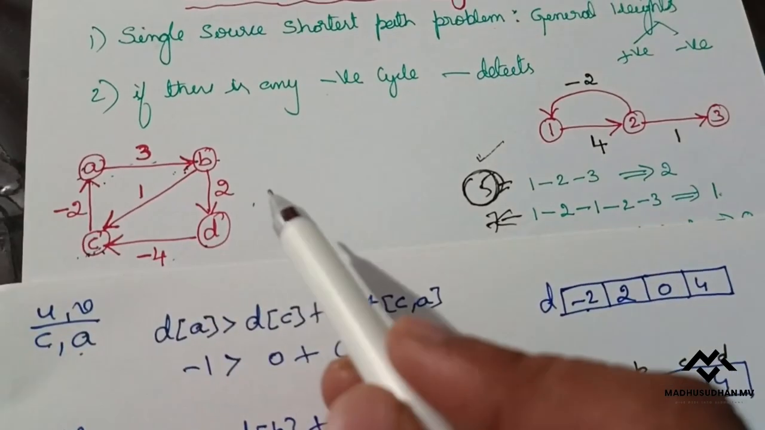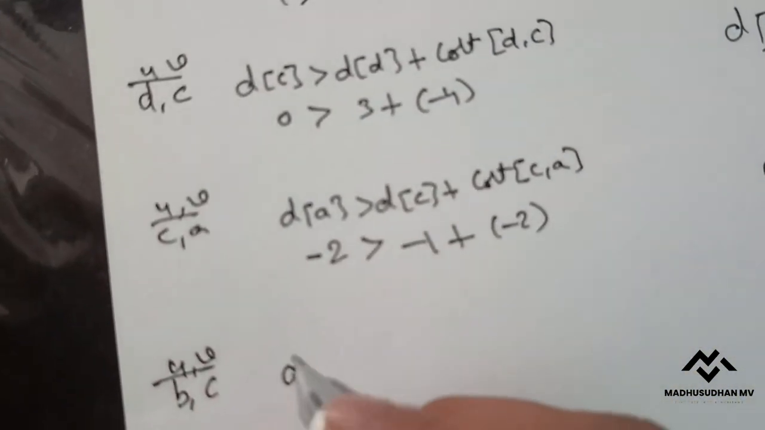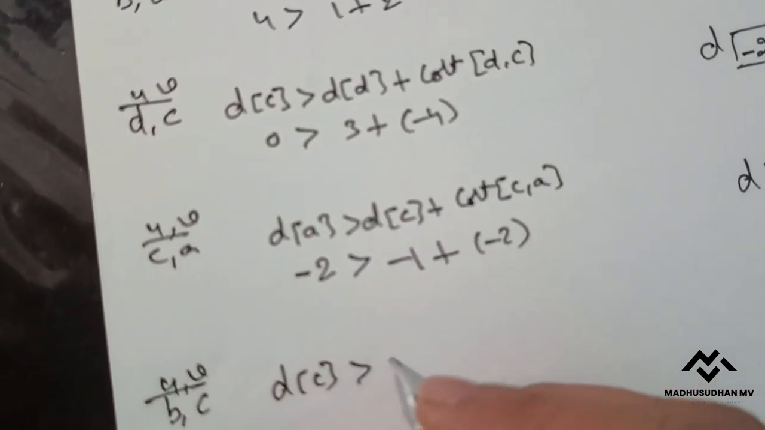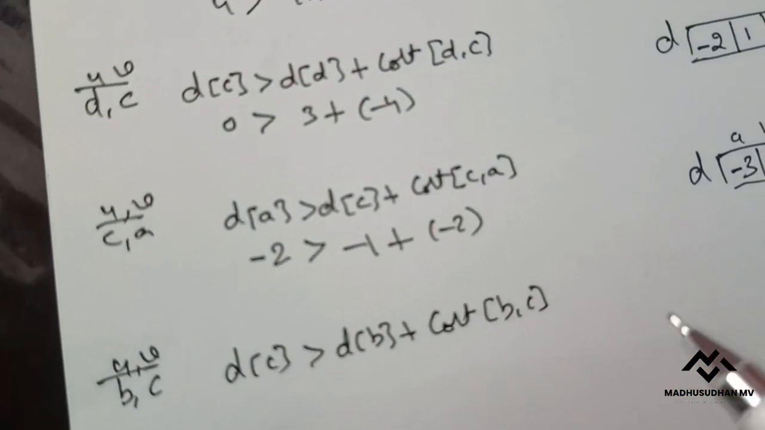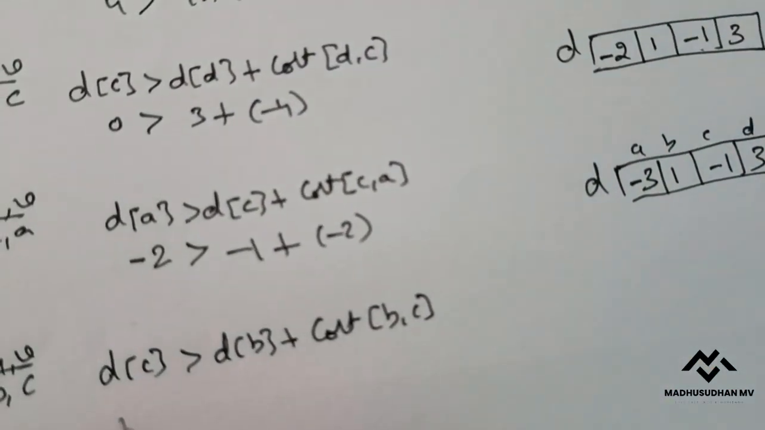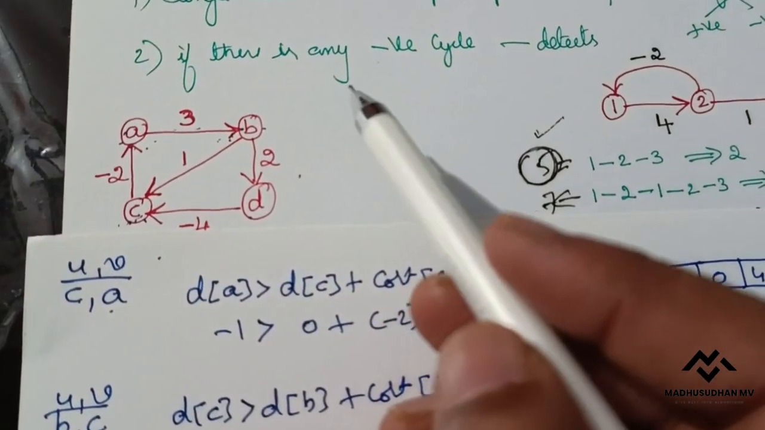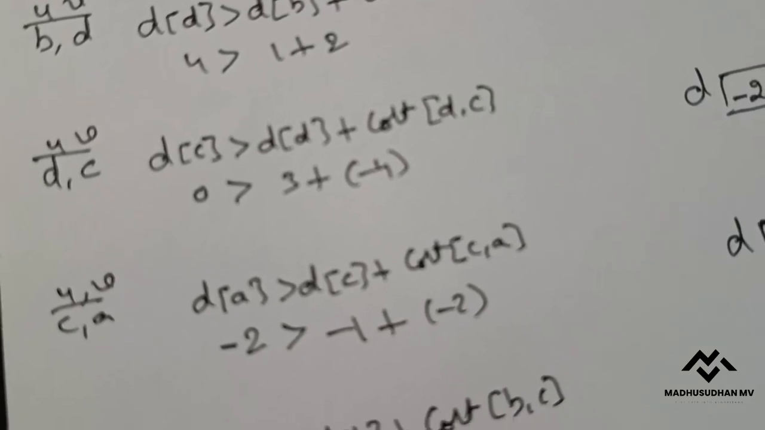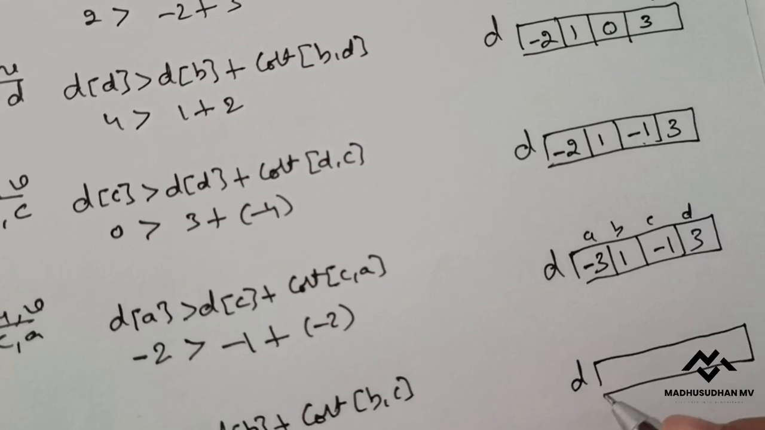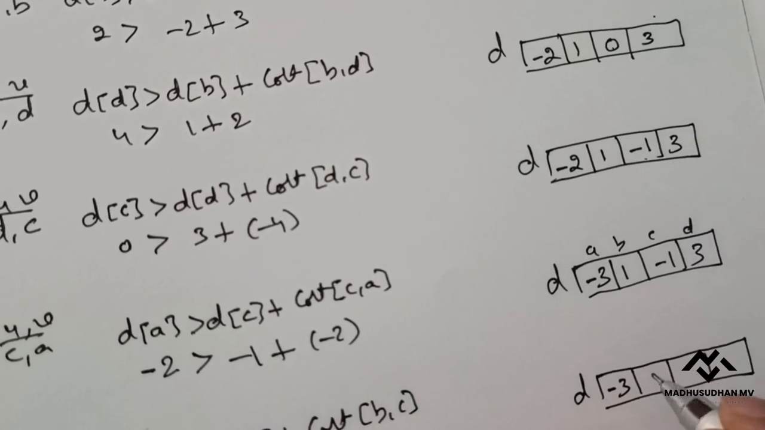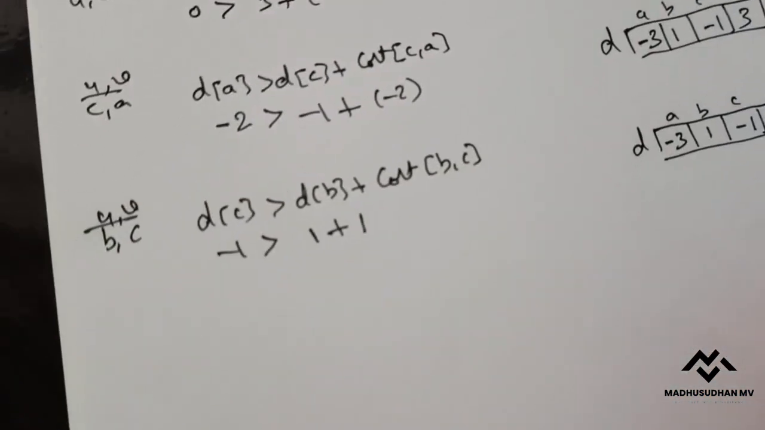So last edge B to C. B to C, this is my U, this is my V. Distance of C greater than distance of B plus cost of B to C. So distance of C is what? Minus 1. Minus 1 greater than distance of B is what? 1. Plus cost of B to C is what? B to C is 1. 1, 2. Minus 1 greater than 2. False. I'm not updating. So this is my final distance array. Minus 3, 1, minus 1, 3, for A, B, C, D. This is my final.